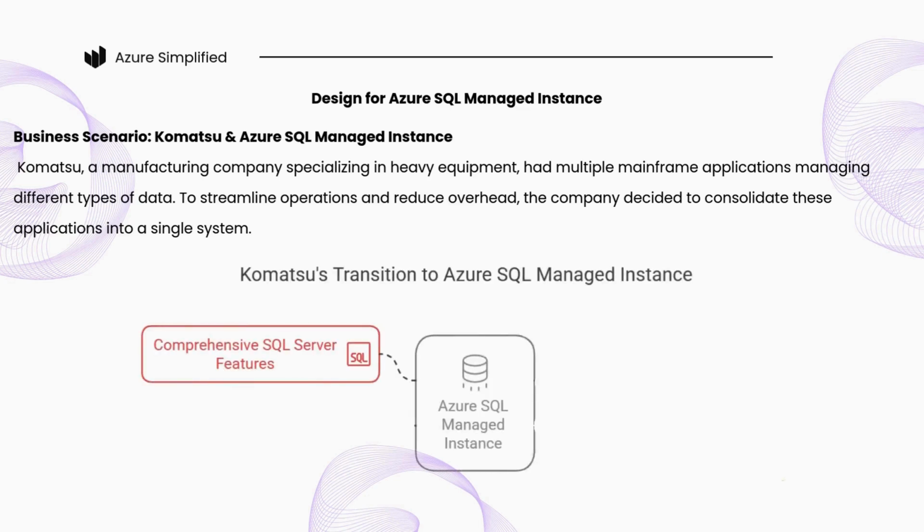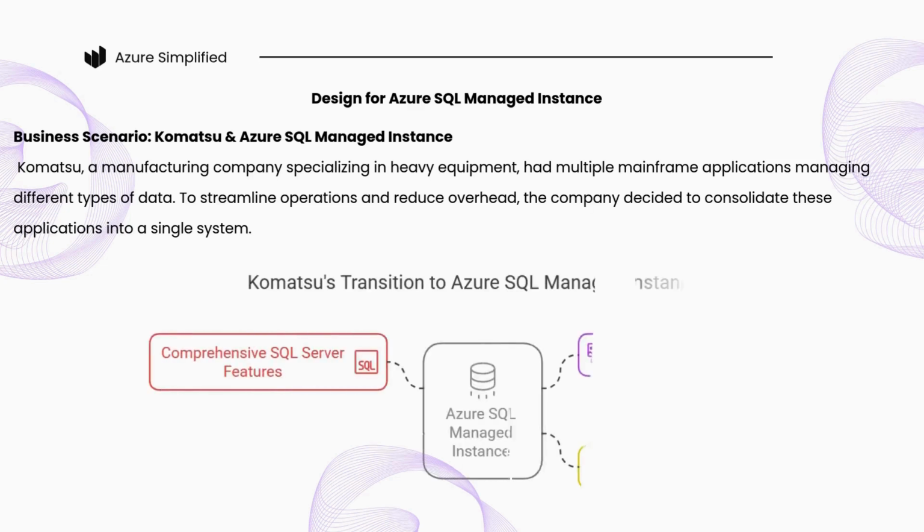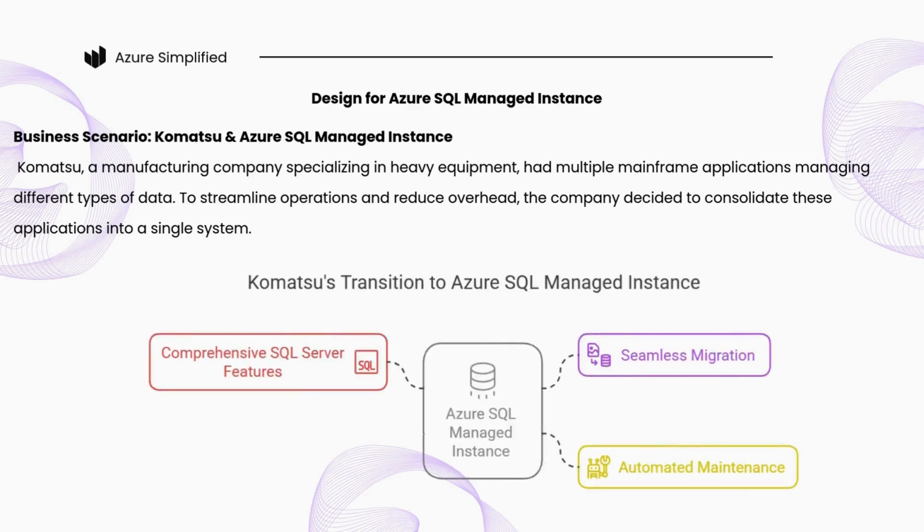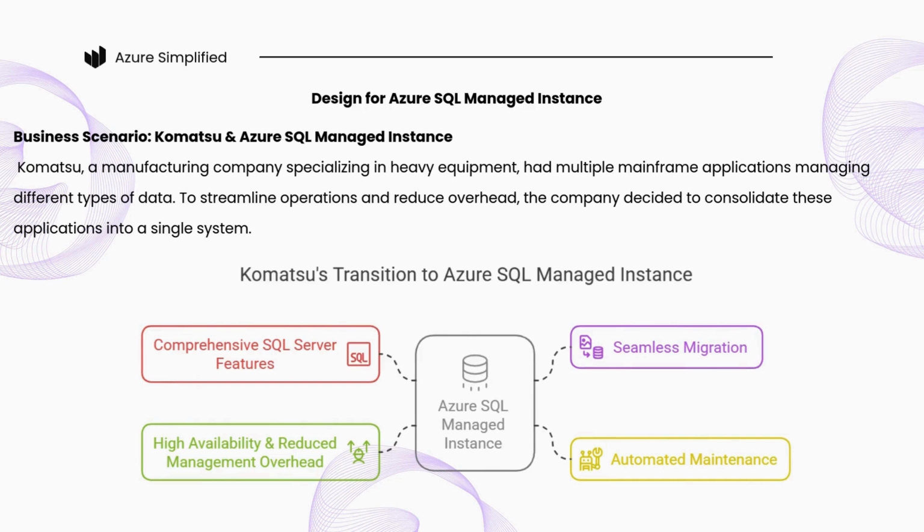Comprehensive SQL Server features. Supports Komatsu's large SQL Server footprint without requiring major application changes. Seamless migration. Successfully moved 1.5 terabytes of data without disruptions. Automated maintenance. Benefits from automatic patching, version updates, and backups. High availability and reduced management overhead, ensures reliability while minimizing IT maintenance efforts.